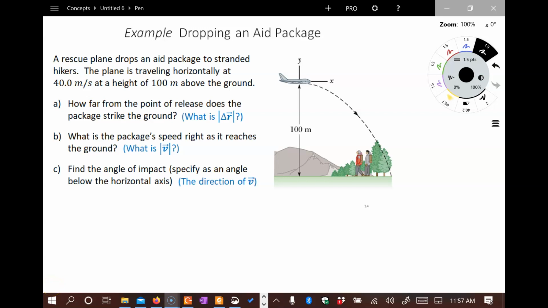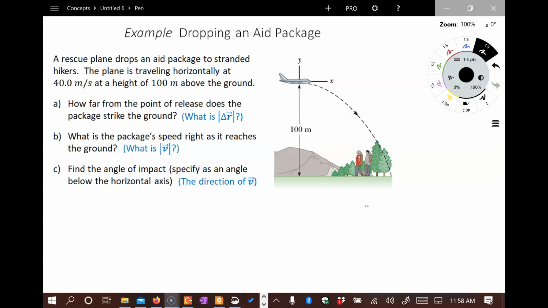Hi, this is an example problem on projectile motion, another type of problem where we're going to apply vector mathematics to physics. In projectile motion, we've got two-dimensional motion in which an object is moving in the air, and the only acceleration that it experiences is due to Earth's gravitational acceleration, and that means that the acceleration is constant. In other words, this is a constant acceleration problem.